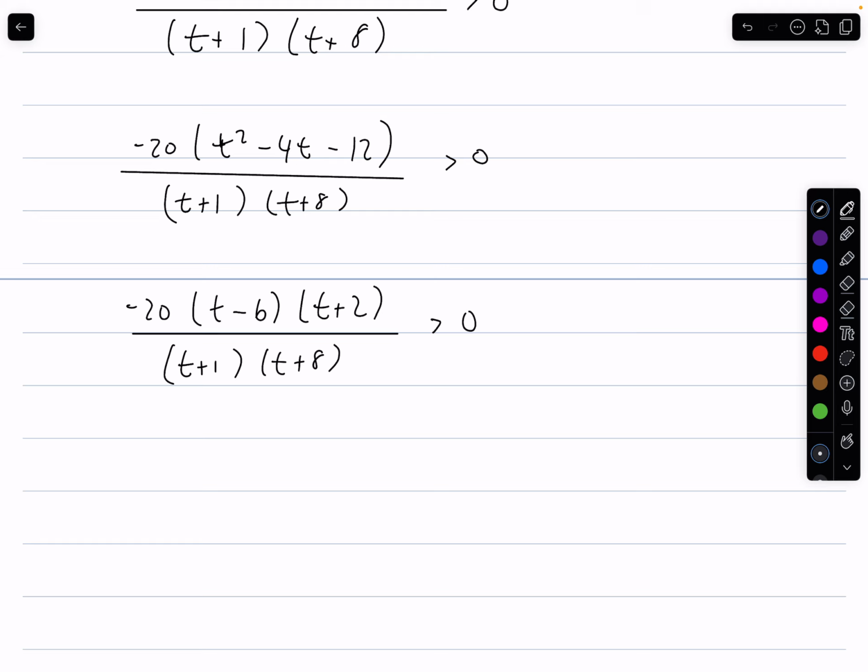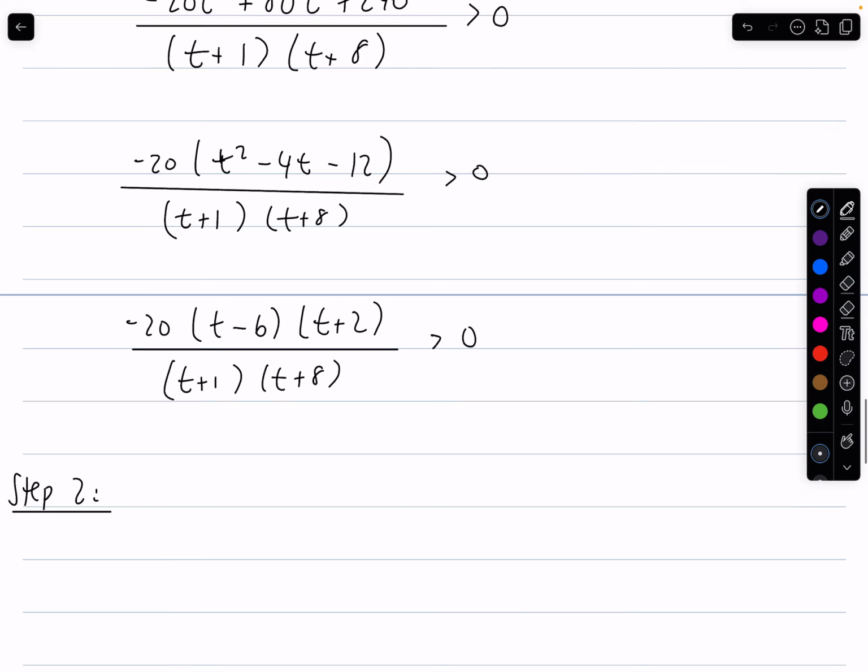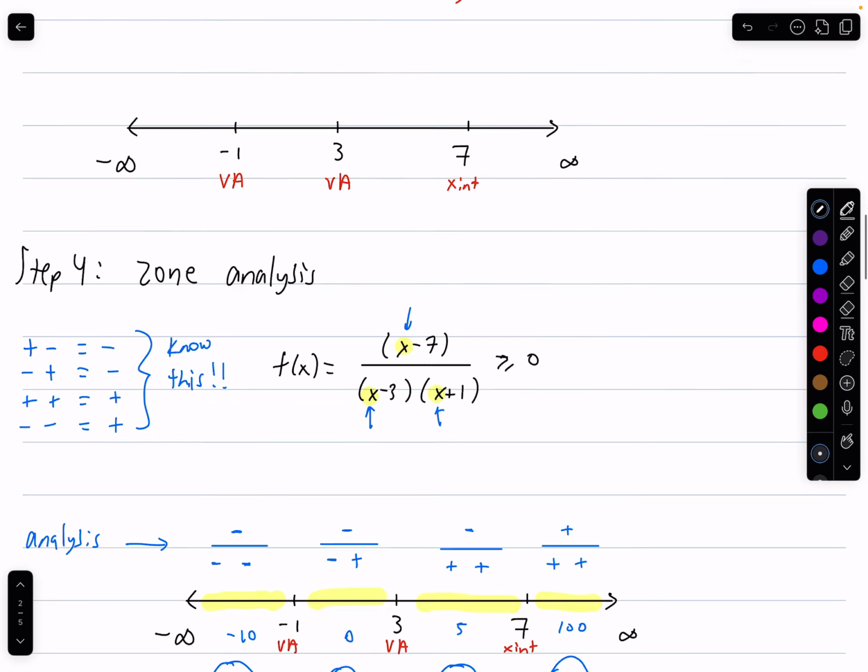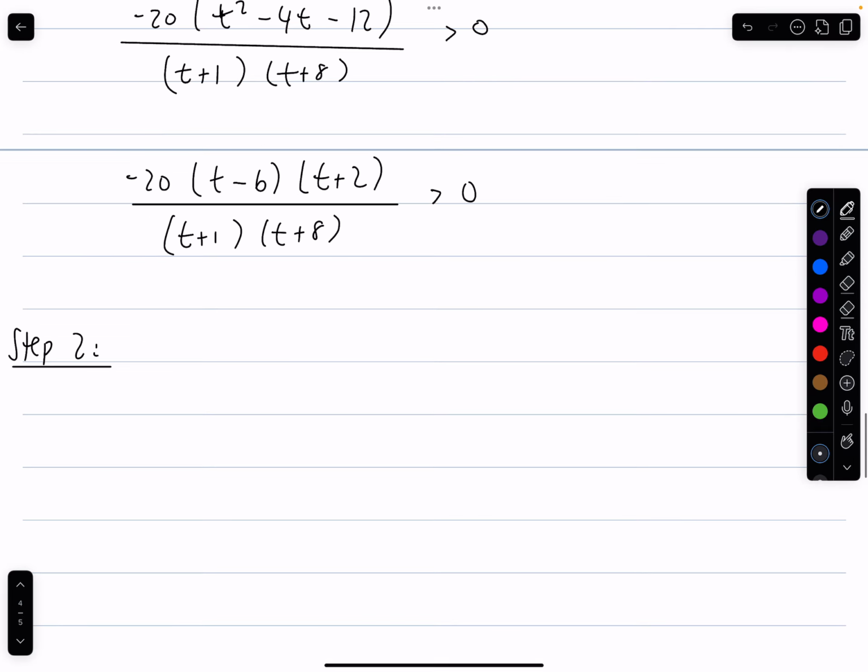So let's actually find the vertical asymptotes and the x-intercepts. So let's look at step 2. You want to find the x-intercepts and the vertical asymptotes. So the x-intercepts we know is 6 and -2 from the numerator. And then the vertical asymptotes are going to be -1 and -8 from the denominator.